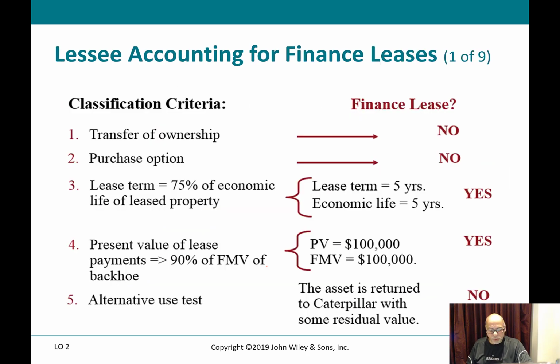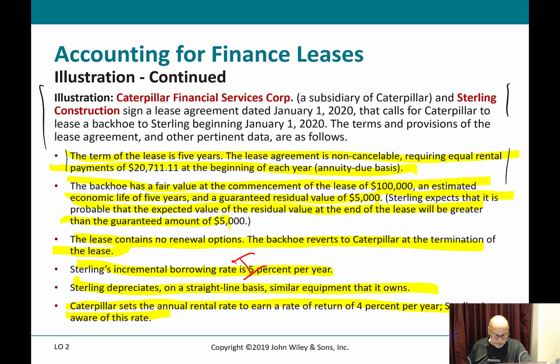Okay, all right, but let's just go through the criteria here. There was no transfer of ownership. There was no purchase option. None of these bargain purchase options in there. But what happened? The lease term was 5 years, and the economic life of the property was 5 years. The lease agreement is non-cancelable, requiring equal payments at the beginning of the year. Estimated economic life of 5 years, and the term of the lease is 5 years. So sometimes you need to pick that information out.